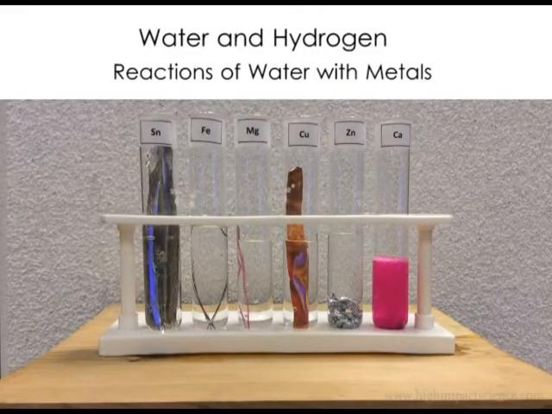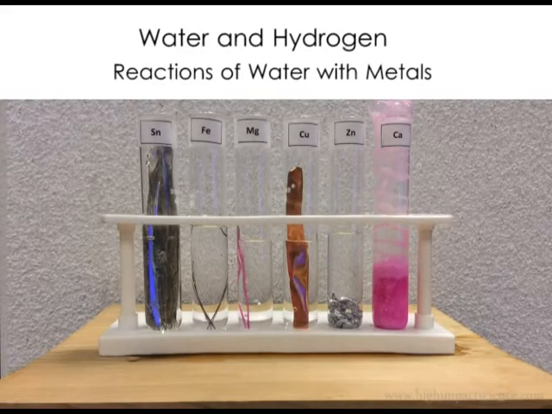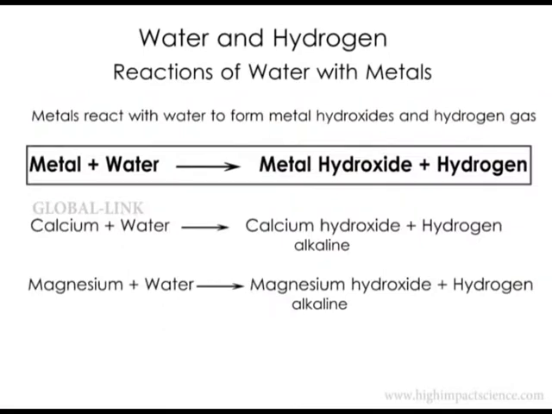The reaction is already evident in calcium. The solution turns pink, indicating it's alkaline. Magnesium is also showing some signs of a reaction. For the others, nothing much can be seen. Generally, metals react with water to form alkaline metal hydroxides and hydrogen gas.